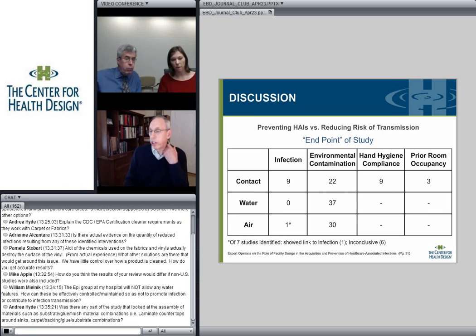So was there a consensus among the group that, for lack of better evidence yet, a reasonable approach might be to implement designs and procedures that can reduce environmental contamination, and we just need more research to see what the endpoint will be?